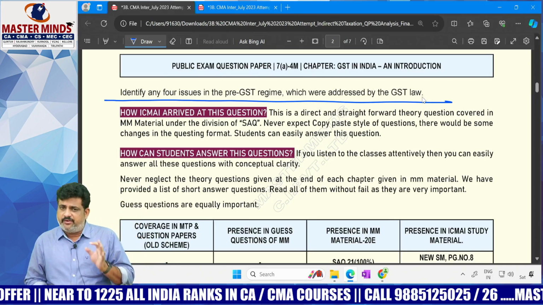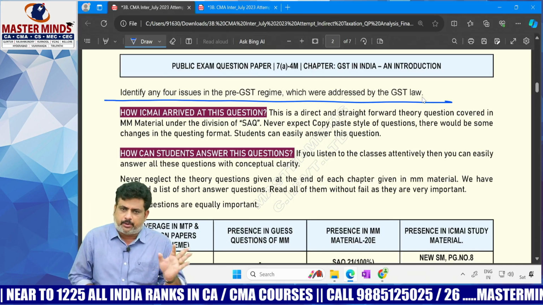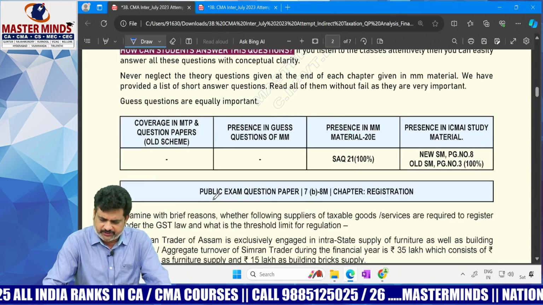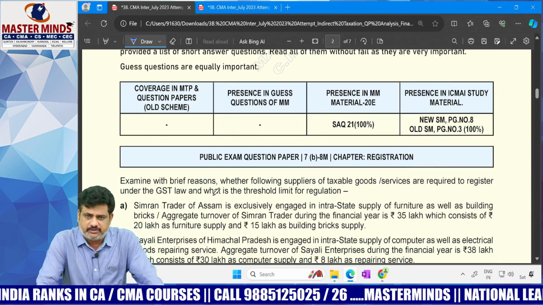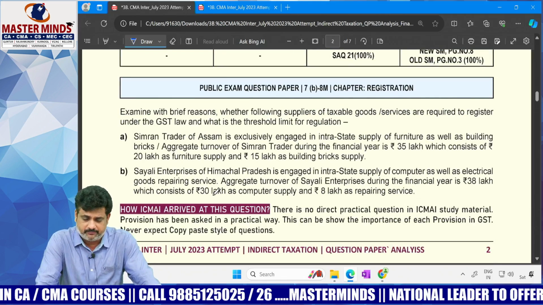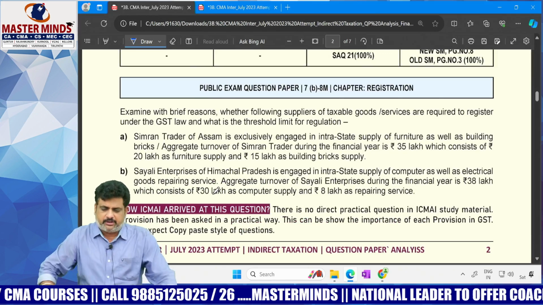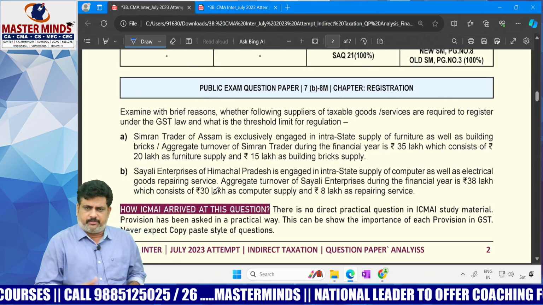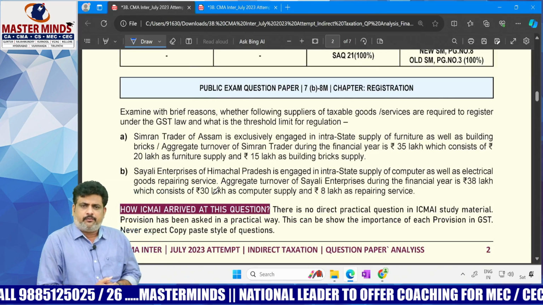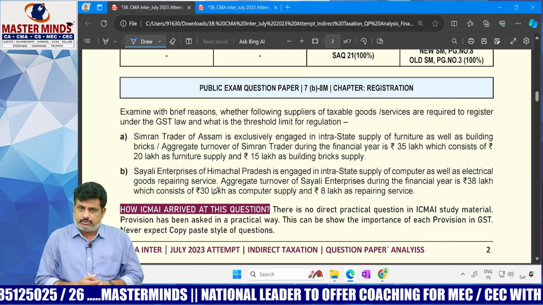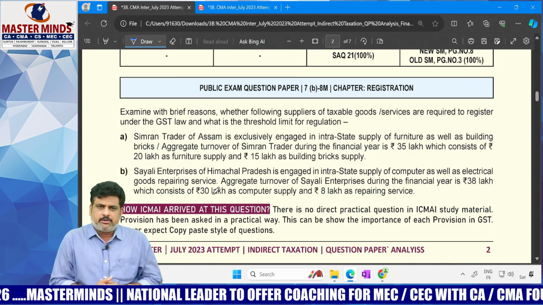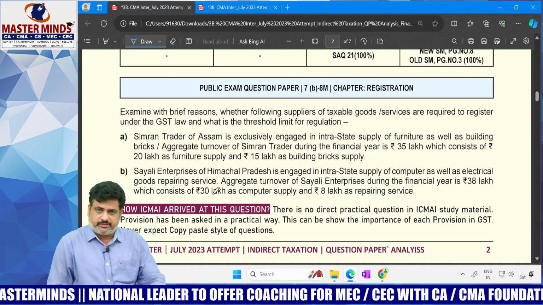Read all of them without fail because they are very much important. So for direct theory questions, where it is covered is also given. SAQ 21, where it is given in the CMA material, that was also given. Next question is 7B, 8 marks, it is from the registration chapter. Examine with brief reasons whether the following supplies of taxable goods or services are required to register under GST law, and what is the threshold limit for registration here?